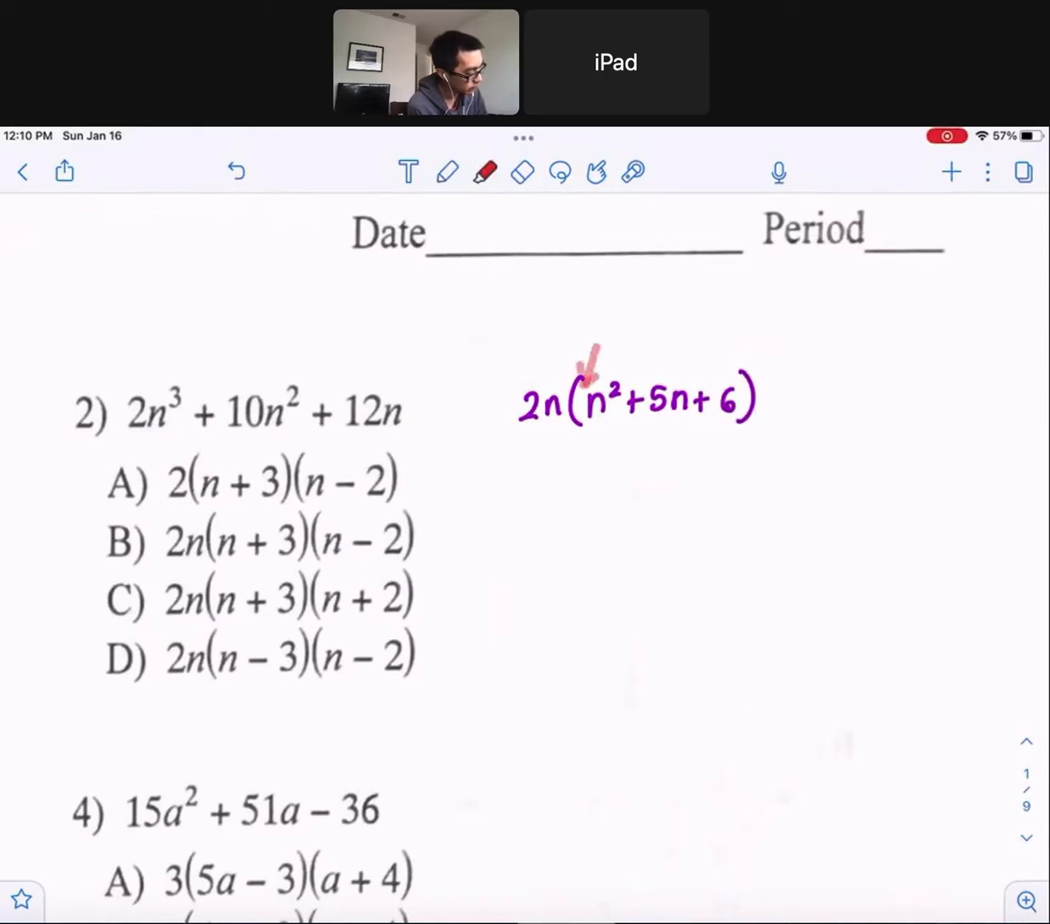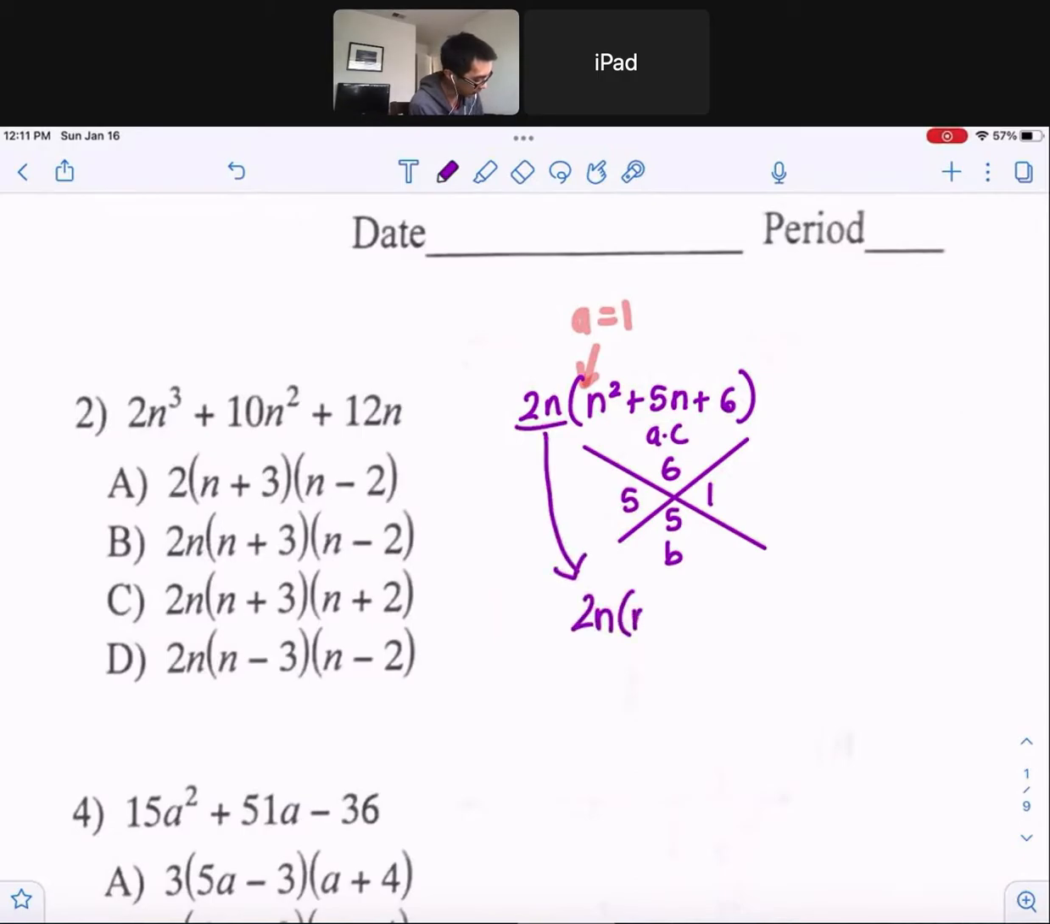And now this is an a equals 1 scenario, which means you do your x method only inside of the parentheses. A times c up top, b on the bottom, so you get 6 and 5. Two things that multiply to 6, but when you add give you 5. That is 5 and 1. So drop down the 2n, n plus 5, and then n plus 1, because remember, you use the two side numbers because a is equal to 1.